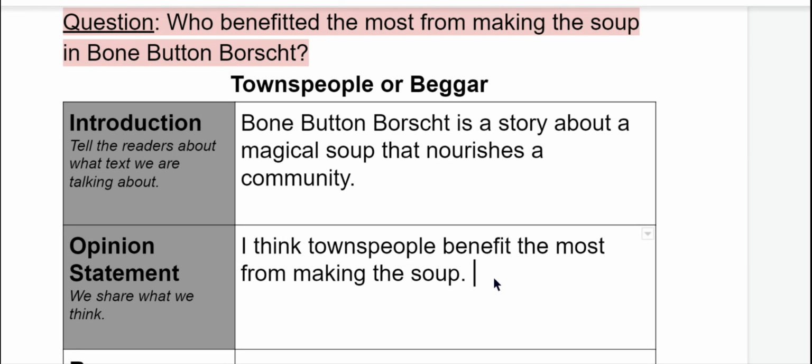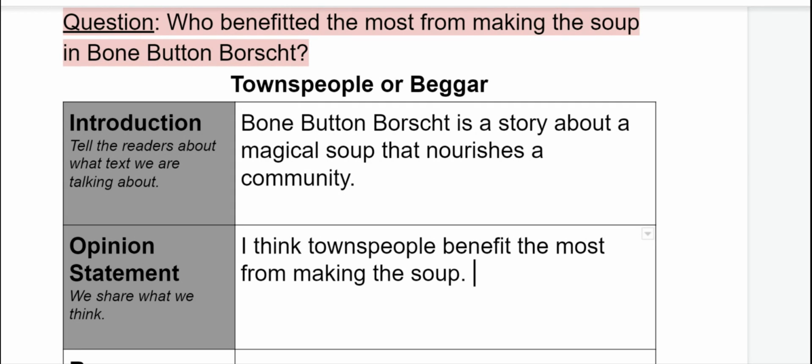If you need to pause the video so you can use these as a reference, you can. But today I'm looking for you to write your introduction sentence and your opinion statement. The great thing is that your opinion can be different than mine. So if you think that the beggar benefited most from making the soup, and you have all your evidence ready to tell me why, then you can write the beggar. If you think that the townspeople benefited the most, and you have your evidence ready to tell me why, you can write the townspeople.